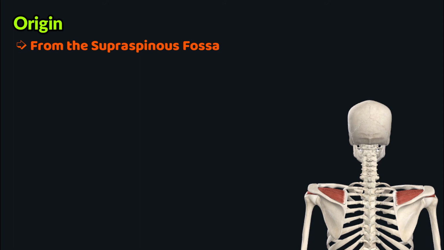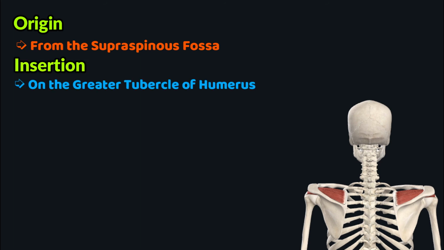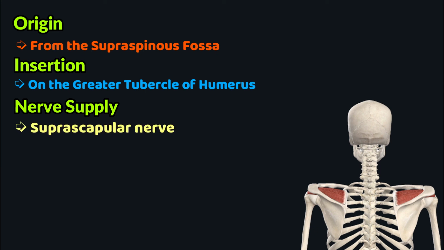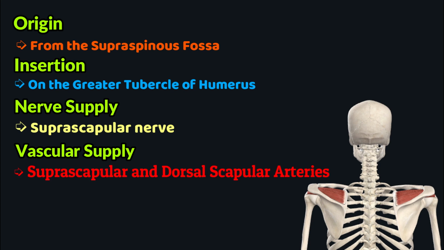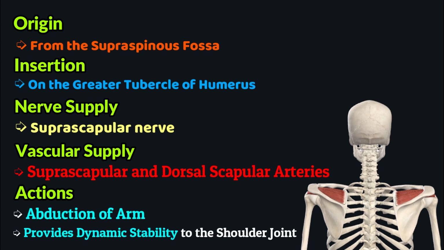Now let's review all these points which we studied about the supraspinatus muscle. So the supraspinatus muscle originates from the supraspinous fossa of the scapula, and this muscle inserts on the greater tubercle of the humerus. The innervation of this muscle, so this muscle is supplied by the suprascapular nerve, and the arterial supply, so this muscle is supplied by the suprascapular and dorsal scapular arteries. And the functions performed by this muscle are the abduction of the arm, and it provides dynamic stability to the shoulder joint.